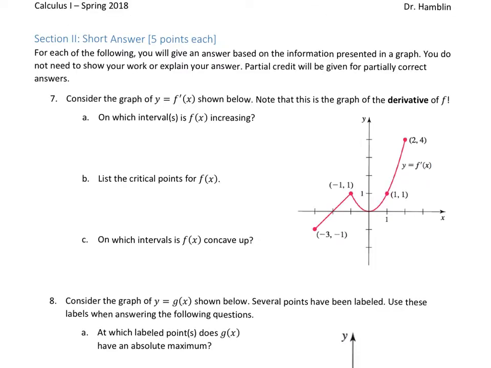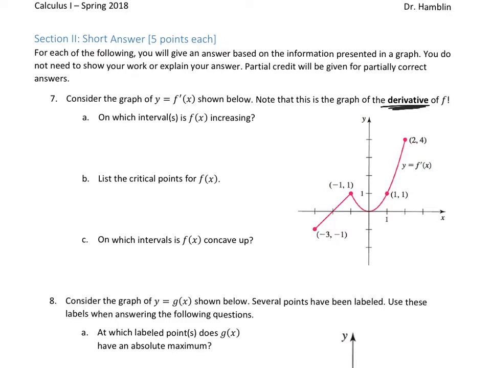Now in this next section, we're answering some short questions based on graphs. And the tricky thing about this first one is that what we always have to keep in mind is that the graph that we see here is the graph of f prime. This is the graph of the derivative. The number one mistake that folks make in these kinds of problems is forgetting that this is the graph of f prime and then answering the questions as if it were the graph of f.